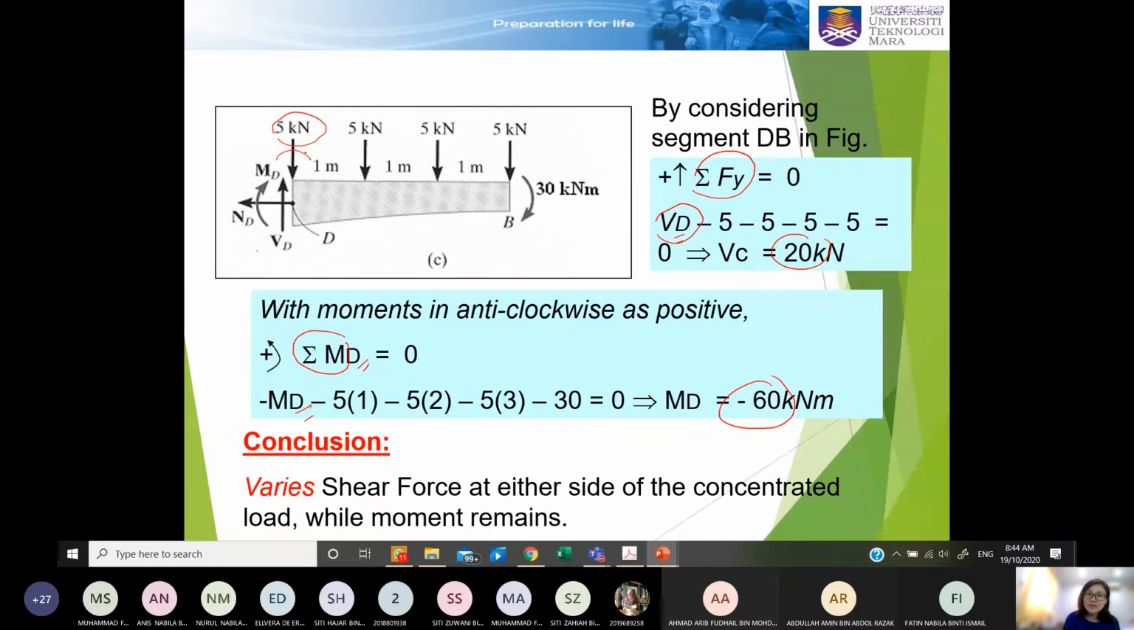but in terms of moment, 5 kilonewton moment. So at least from this exercise, we can prove something. There is some change in the shear, even though they're actually at the same place.